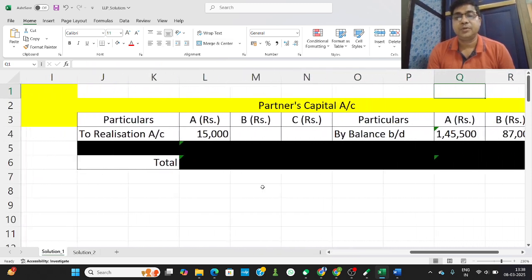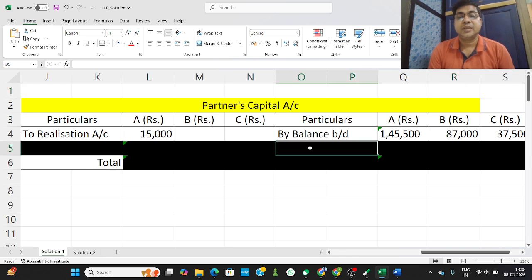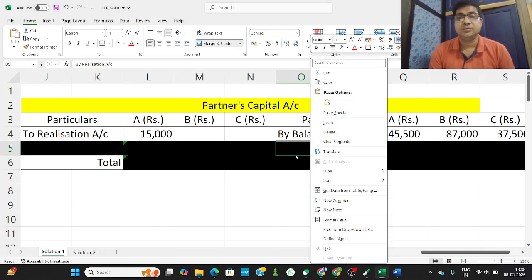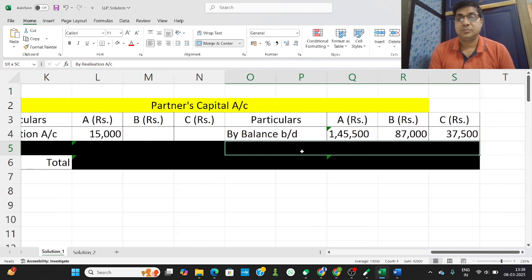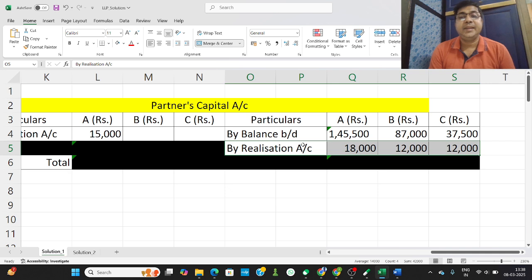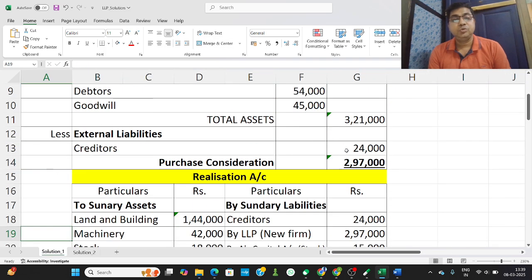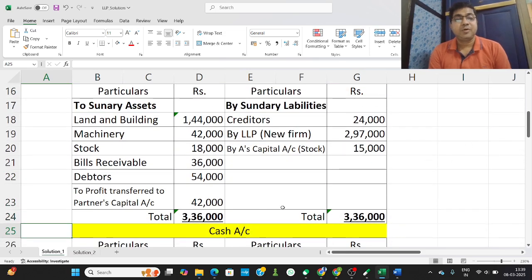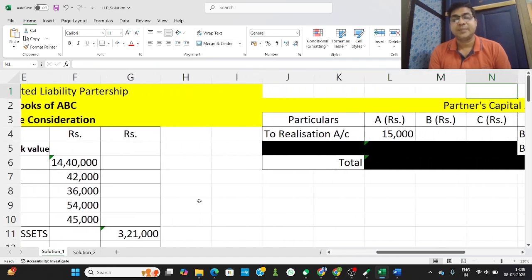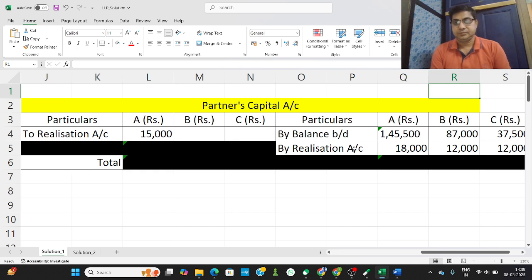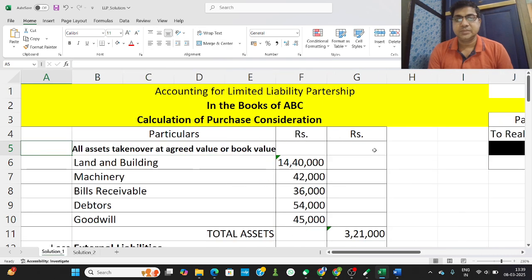So we have to record this particular value on the credit side of the partners' capital account by realization, and distribute the profit among the partners. The total profit was 42,000. This profit we distribute and record in the partners' capital account, credit side, by realization: 18,000, 12,000, 12,000. Then after that, we record these things.